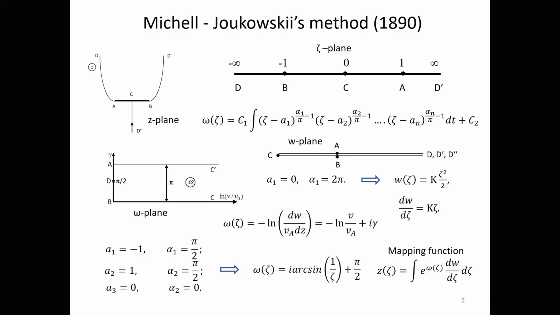Joukowski and Chaplygin introduced the zeta parameter plane and proposed to find two functions. One is the complex velocity, or the logarithm of the complex velocity, you can see in the figure omega. And the other is the W plane, which is just a half-infinite cut. Then using the Christoffel-Schwarz integral, we can find this required function. Next slide, please.